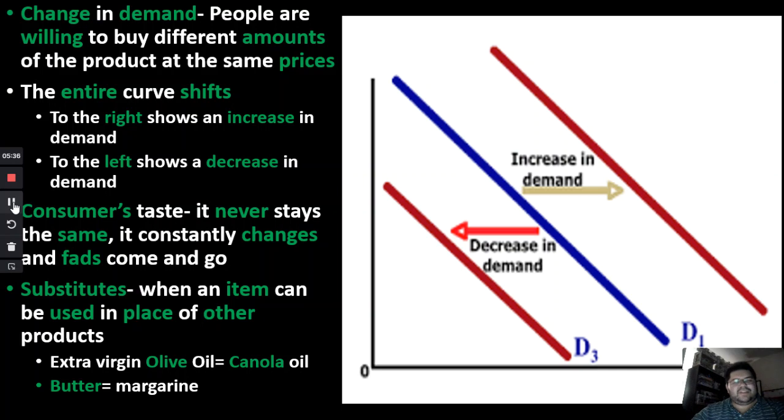So another thing is change in demand. People are willing to buy different amounts of product at the same price. Now here's the thing: as you see from this chart, where it's that blue line, when it goes to the right, that's an increase in demand, and that's a good thing. When it goes to the left, that's a bad thing.